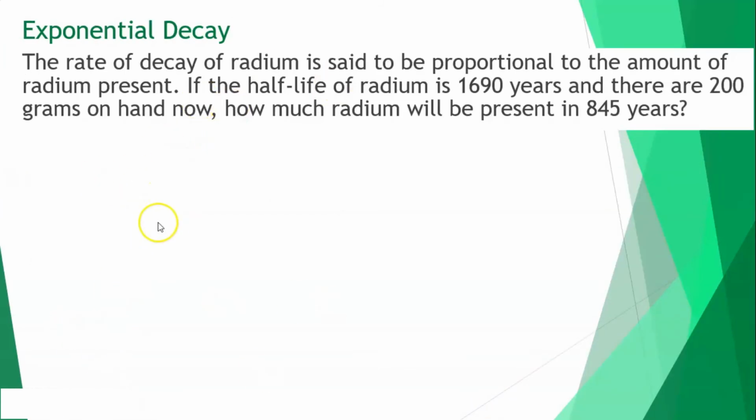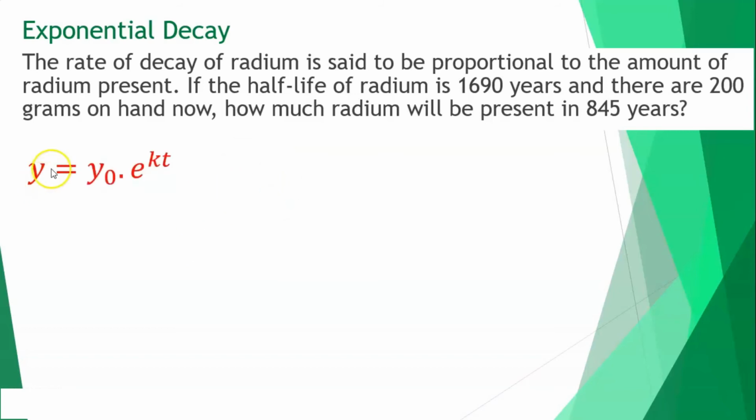Exponential decay. Now, the rate of decay of radium is said to be proportional to the amount of radium present. If the half-life of radium is 1,690 years and there are 200 grams on hand now, how much radium will be present in 845 years?